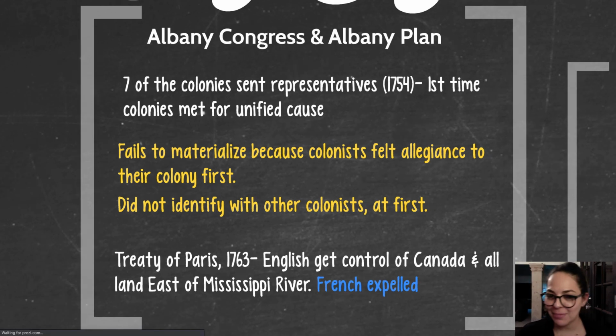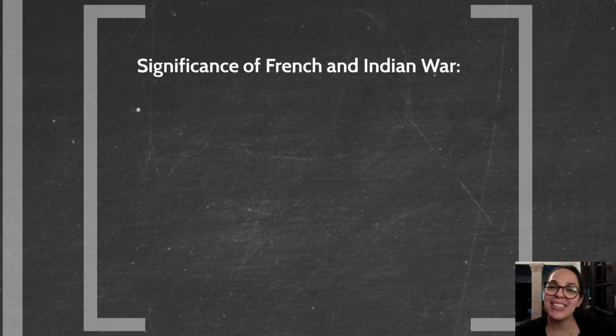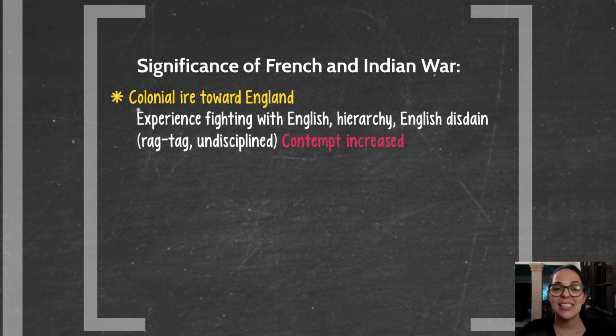Not so fast. Let's talk about what happens as a consequence of the French and Indian War, okay? The French and Indian War is important for 4 reasons. The first one is, and this is where the irony comes in, okay? The experience of fighting alongside the English, right? We're talking about English colonists fighting next to English soldiers, professional career soldiers, right? Who had to come and rescue their butts.